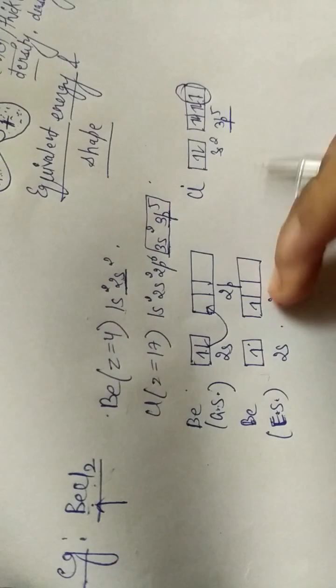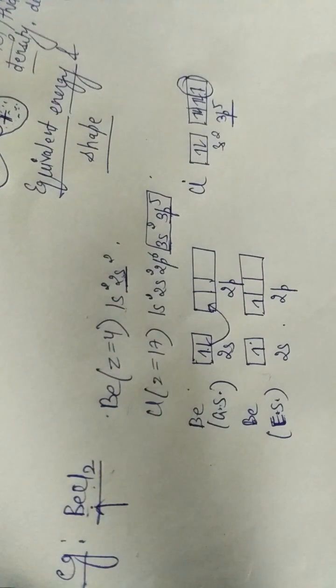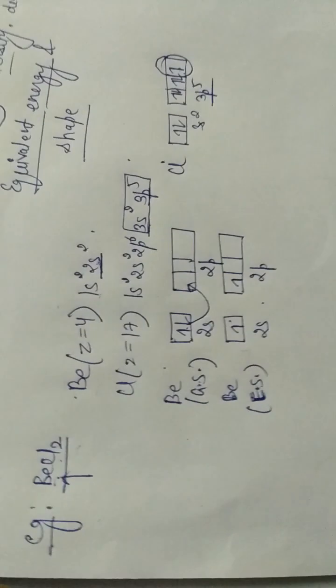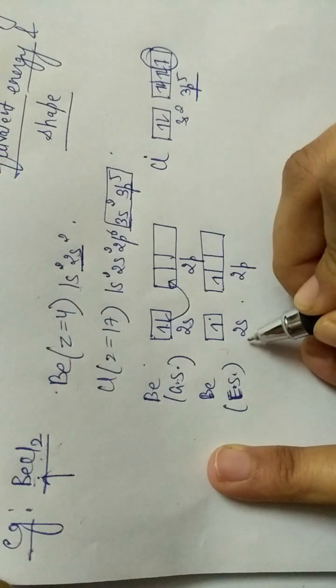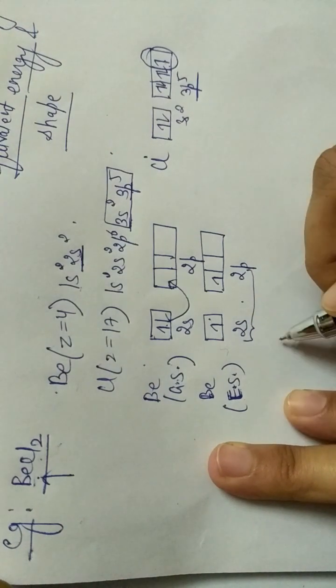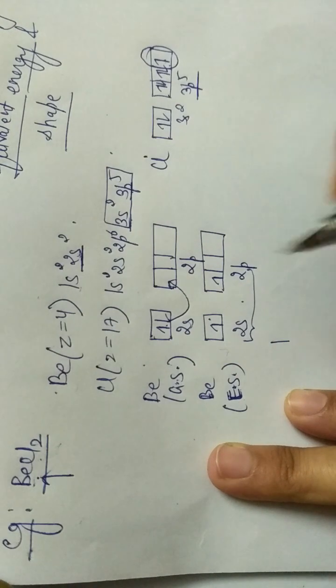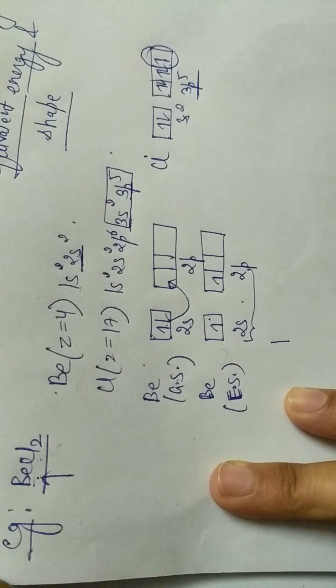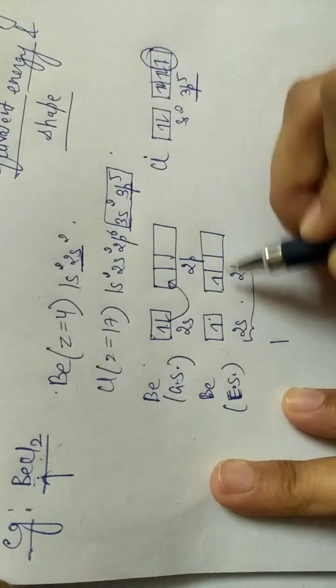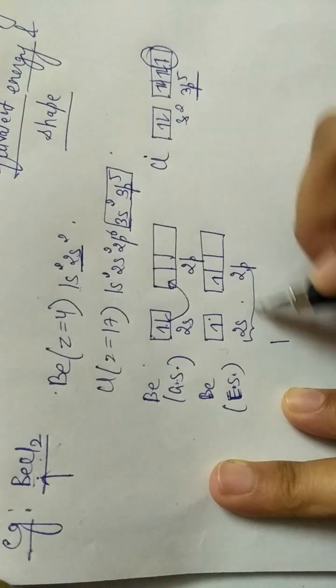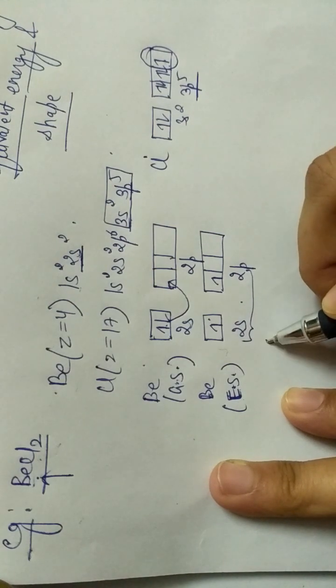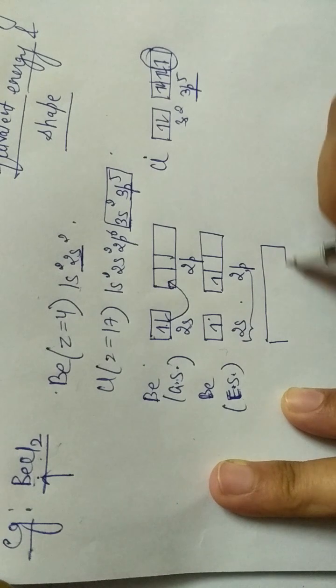Now we have seen that we need two electrons to form bonds with chlorine. So now these two orbitals undergo hybridization first. Why are we doing hybridization here? Similarly, as we have told earlier, in order to form a strong bond between beryllium and chlorine, these two orbitals have to undergo hybridization. So that is why we are showing hybridization here.